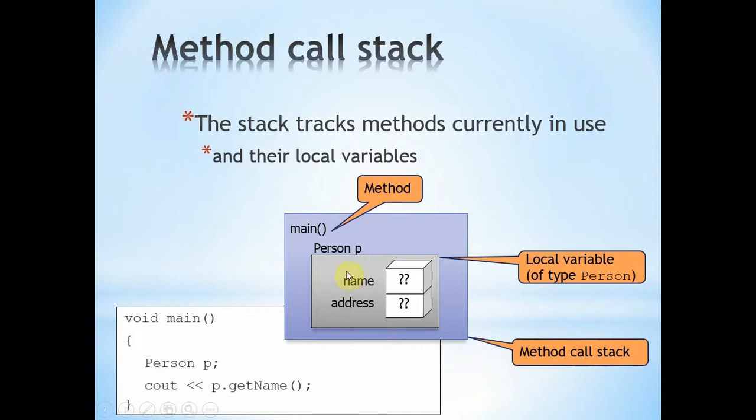And person P then is a person object, and we can see that because we've called the default constructor method, the name and address variables for that object are given the default values. It doesn't matter how many variables we have that are local to the method. Each one of those will be put onto the stack with that method.